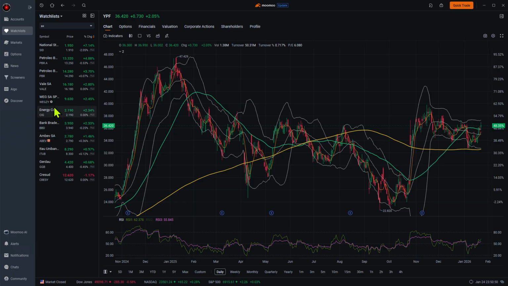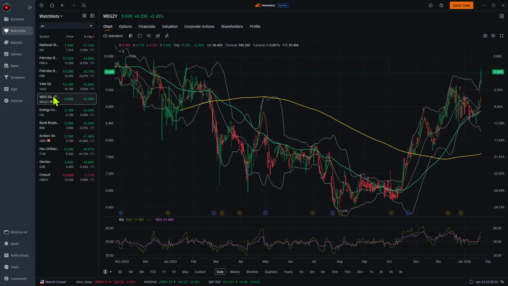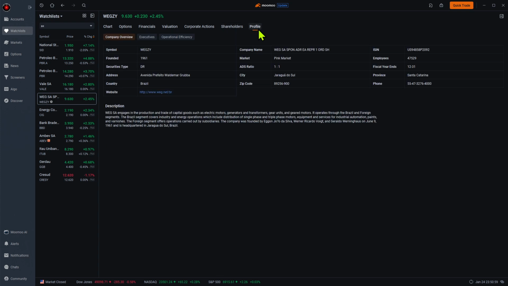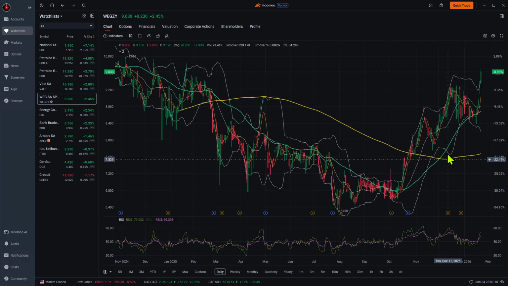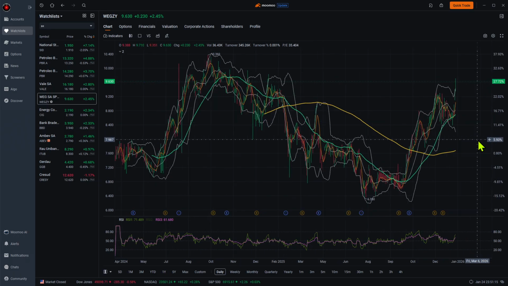But here's another one. Look at this. I have to look at this. I can't remember what this is, like jeans or something. Oh, electric motors, generators. I just saw that it was Brazil and it was breaking out, and so I thought I should get some. But that's why South America's breaking out.